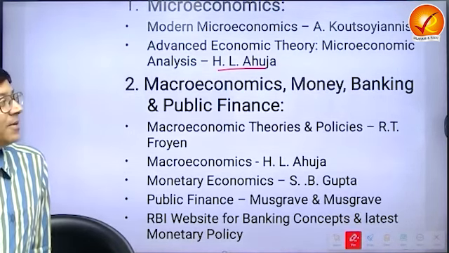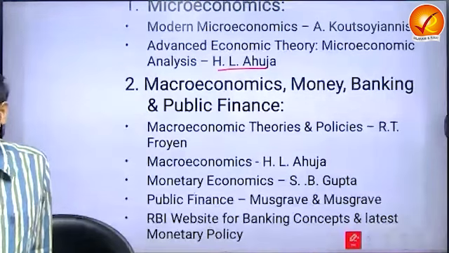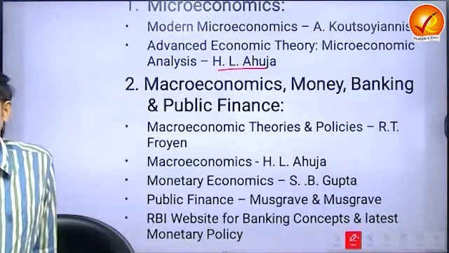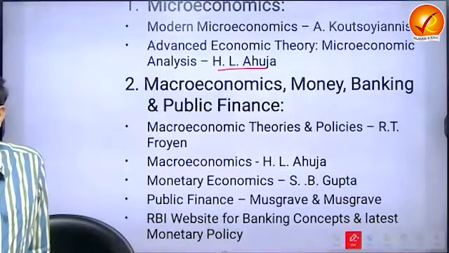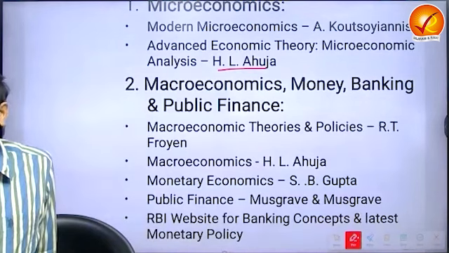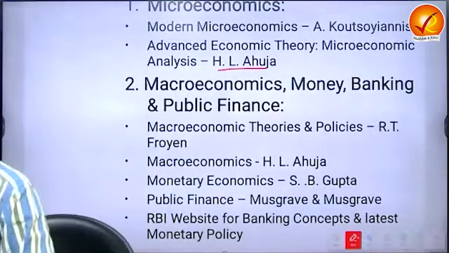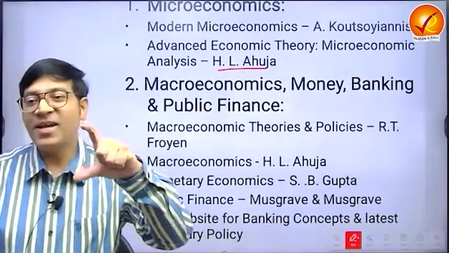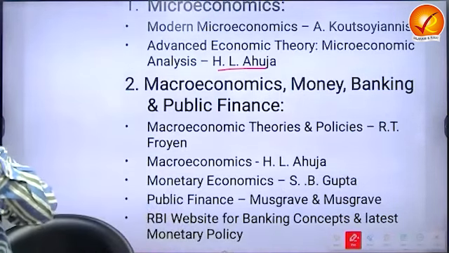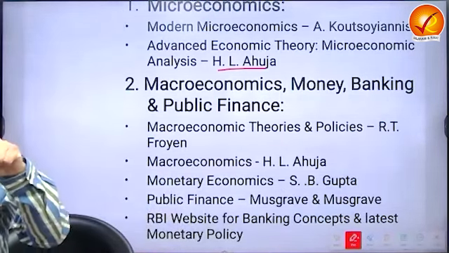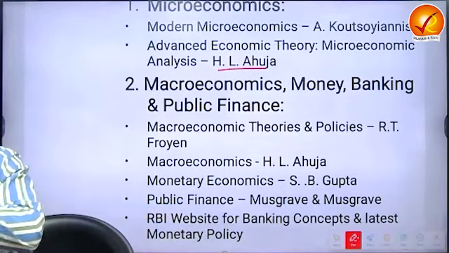The problem with these books is that they write everything. No matter whether you need it or don't need it, everything is written over there. So if you look into the microeconomics book by H.L. Ahuja, it is this thick. And half of it you will never need. More than half of it actually you will never need.